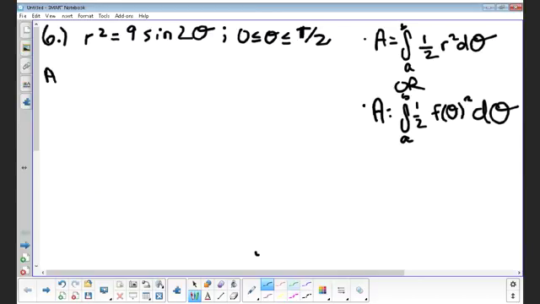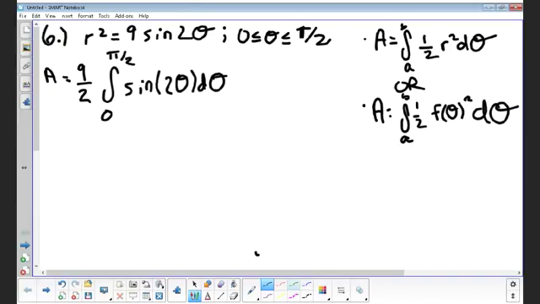We will have the area under this curve is equal to, and we can pull the 1/2 and the 9 out because they're just constants. They'll just be multiplied back in at the end. So we'll have 9/2 integral from 0 to pi over 2 of sine 2 theta d theta. Now, notice I didn't square 9 sine of 2 theta because r squared was already given in our equation. Okay, so we can integrate this sine value, no problem.